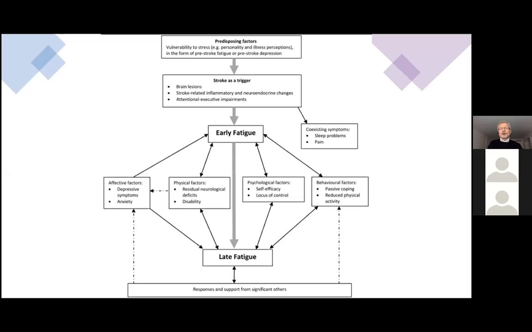Here's a nice graph showing the causes of fatigue. It's a very complex system, which also means that we have potential for targeting many parts of this system to be able to make people better. It's not one thing. There are predisposing factors: the person's personality, what they were like before, how active they were before. Stroke is a brain injury, like any other brain injury, which causes a decrease in energy because of the stroke itself, releasing inflammatory neuroendocrine changes. There's early fatigue after a stroke.